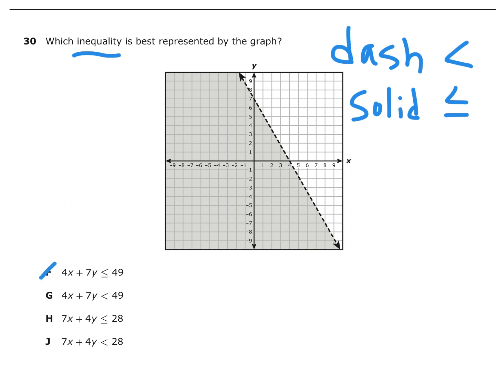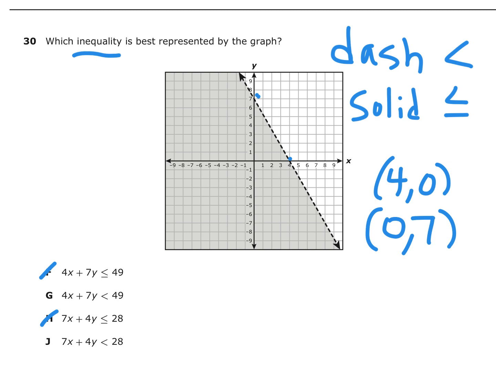So that rules out F because it has less than or equal to, and it rules out H because it has less than or equal to. So it's either G or J. So is it 4x plus 7y less than 49, or is it 7x plus 4y less than 28? Well, what we can do is right here, you have an x-intercept at 4, 0. And right here at the top, you have a y-intercept at 0, 7.